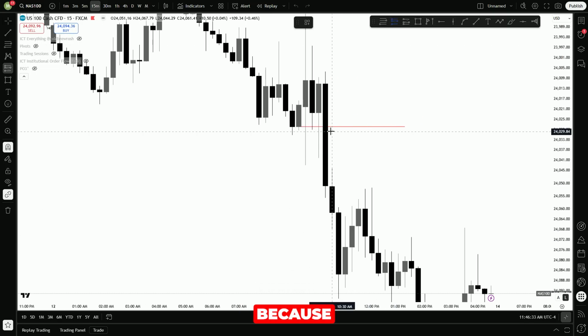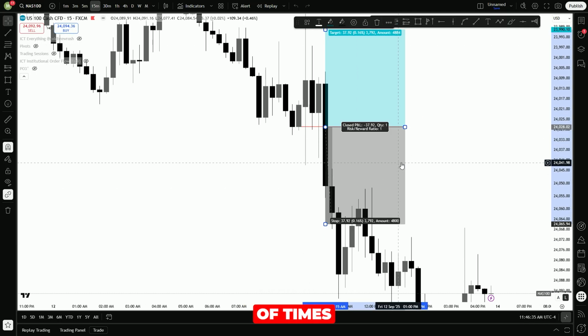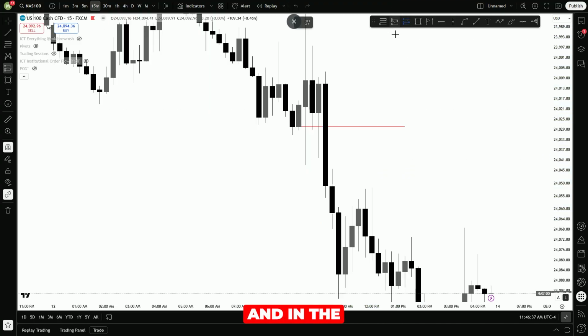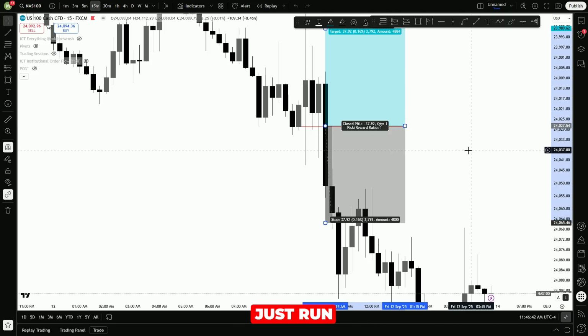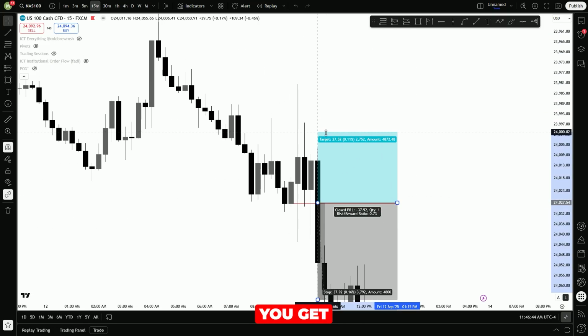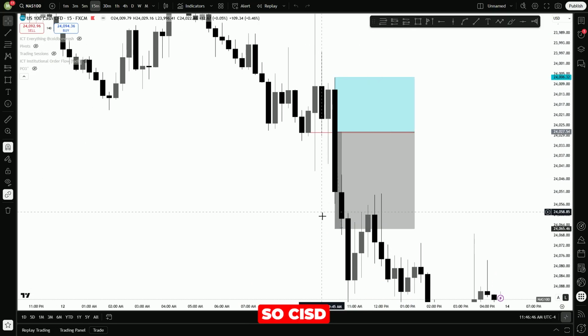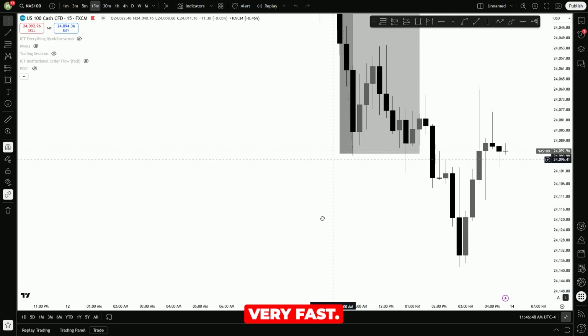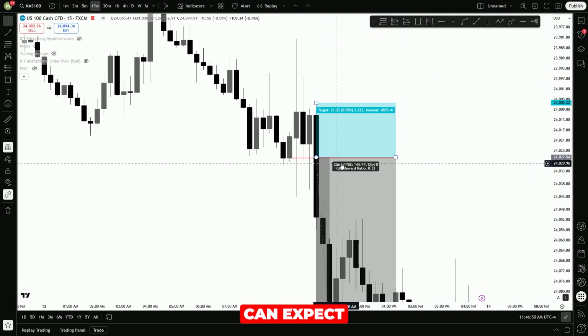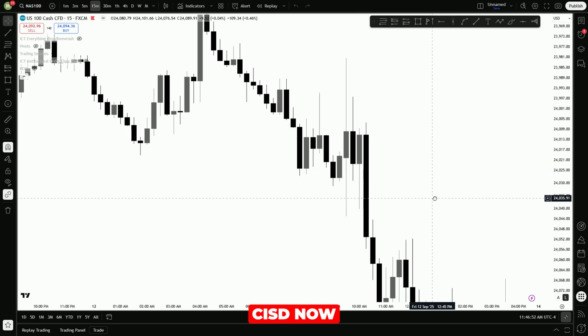That's why I use CISD, because a lot of times in the New York session and in the Nasdaq situation, the market just runs the liquidity. As soon as you get the CISD, the market is going to run very fast. So this is what we can expect from the market after the CISD.